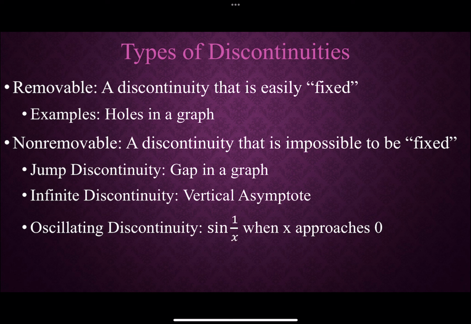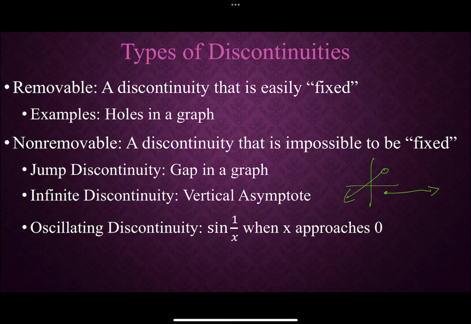The jump discontinuity occurs with a piecewise function where there's a gap in the graph. Again, your graphs will look like this. You've got your line going there and the line going here. There's that gap occurring. You can't fix that. The only way to fix that is to draw a vertical line, which makes it not a function. So we can't fix the gap in the problem there. So that's a non-removable jump discontinuity.